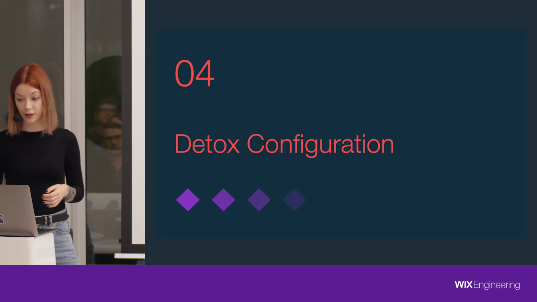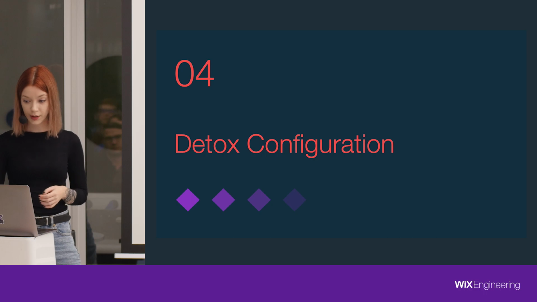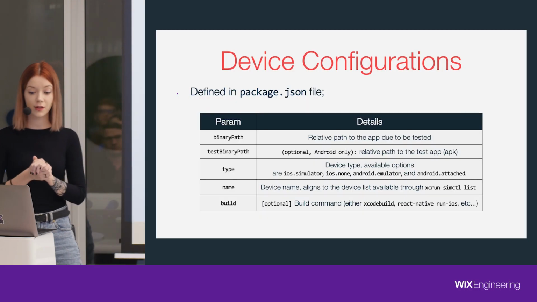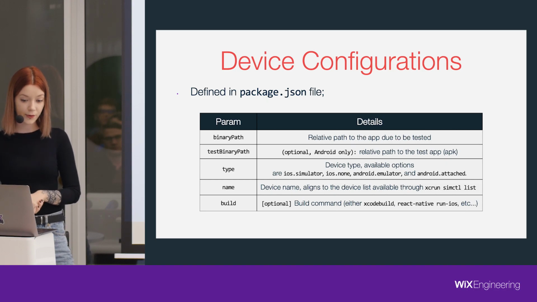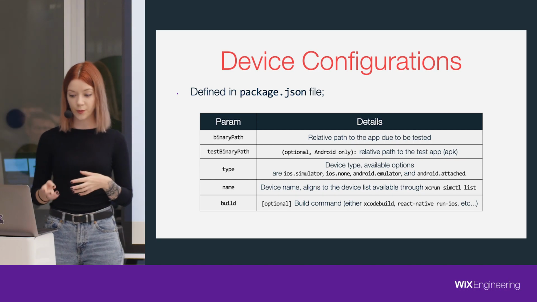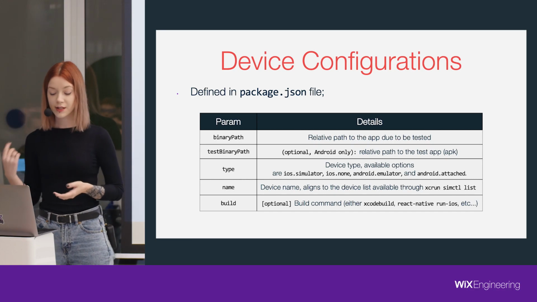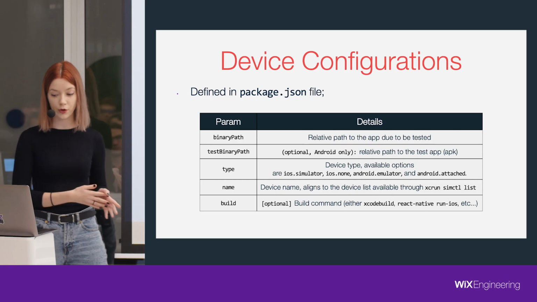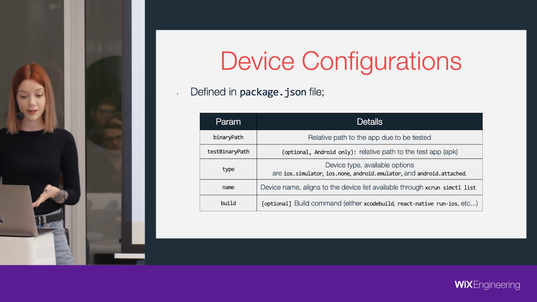So right now I will talk about Detox configuration. So device configuration is defined in the package.json file, and there are 5 main parameters. 4 of them are used every time because one of them is optional. So binary path defines the path to your app that is due to be tested.